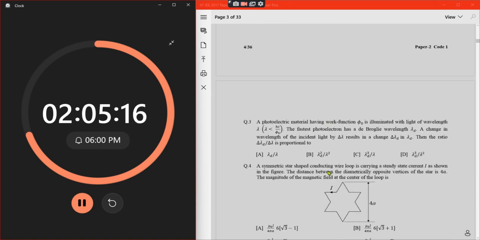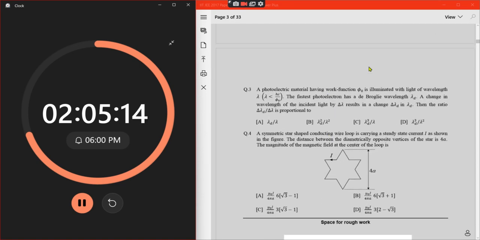Third is: a photoelectric material having work function phi naught is illuminated with light of wavelength lambda. The fastest photoelectron has a de Broglie wavelength lambda t. Changing the wavelength of the incident light by delta lambda results in a change delta lambda t in lambda t. Then the ratio is proportional to what?